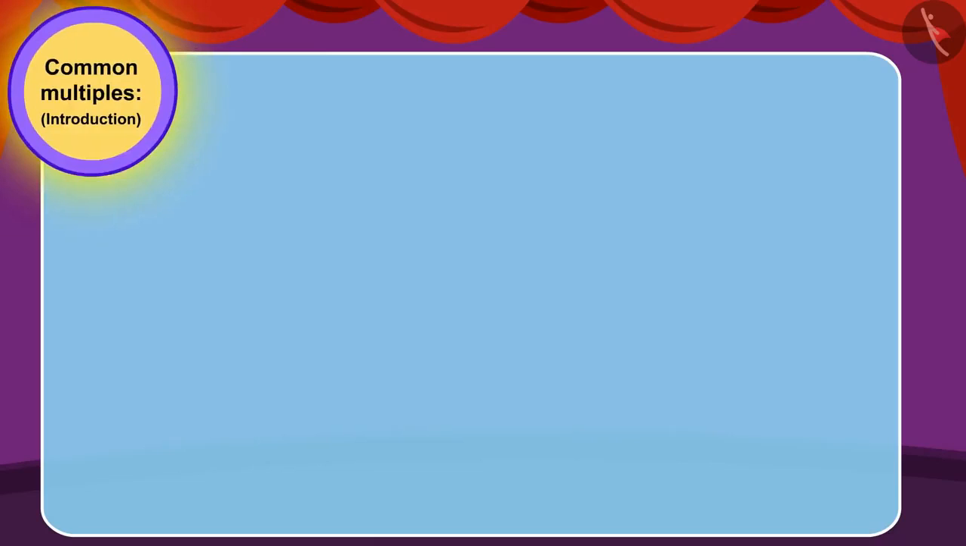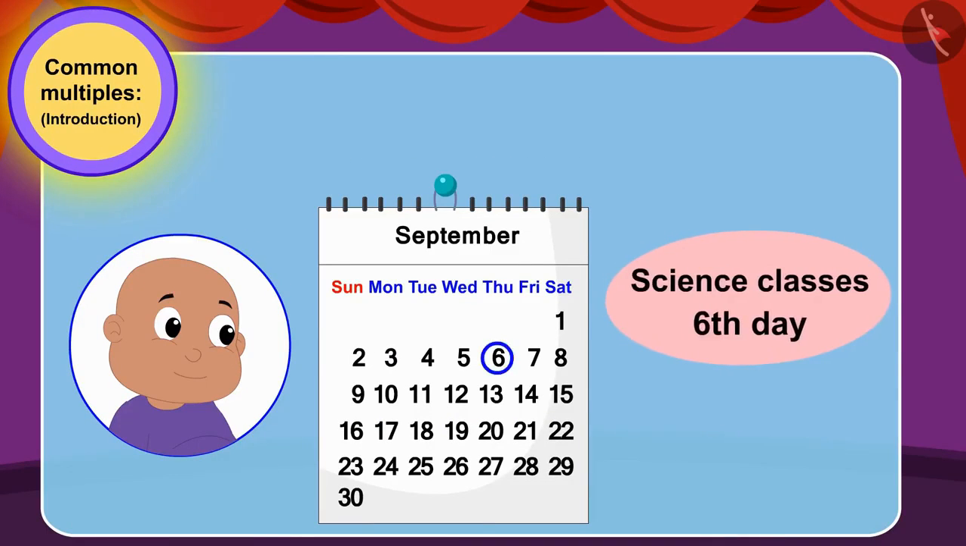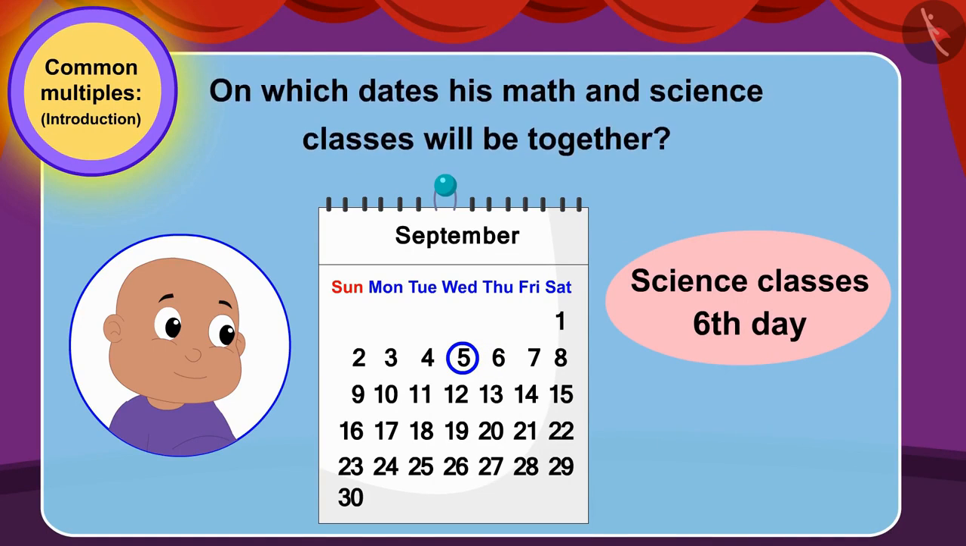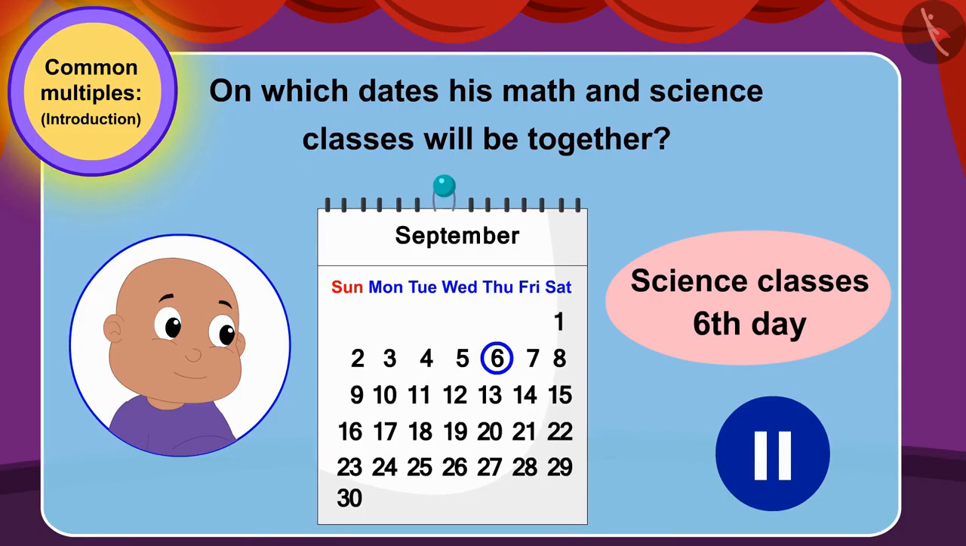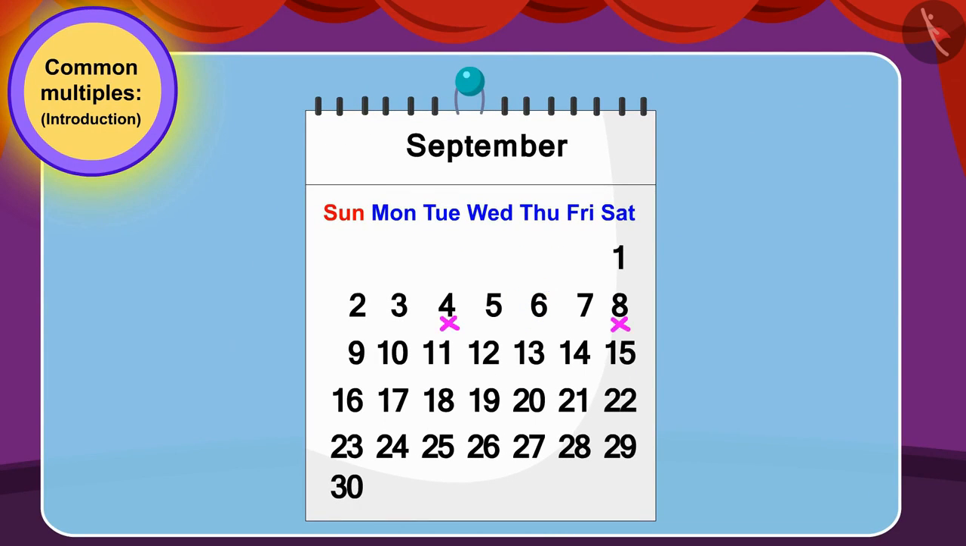Children, if Bablu's science class was every 6th day instead of every 5th, then can you tell on which dates his math and science classes will be together? You can stop the video and find the answer. Well done, children! Your answer is absolutely correct.